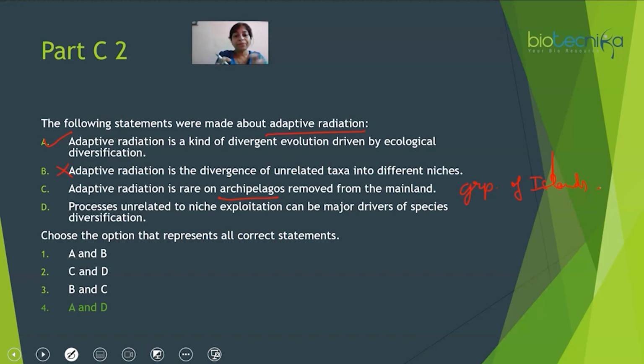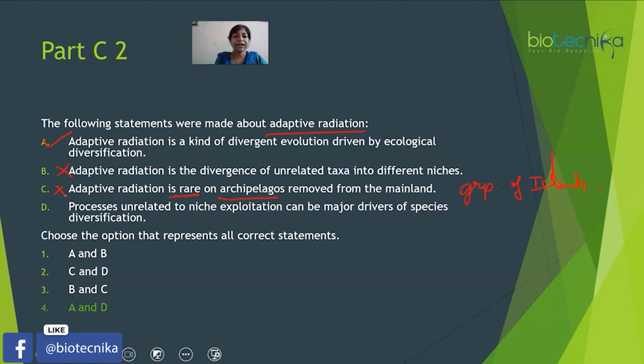So when the main island divides into different islands, the group of organisms which goes to different islands will adapt themselves according to the different environment. Since there will be no gene flow between the groups, there will be no exchange of the genetic adaptations, and because of that it will lead to rapid diversification. So this is not rare, it should be common on archipelagos that are removed from the island. So again, statement C is wrong.